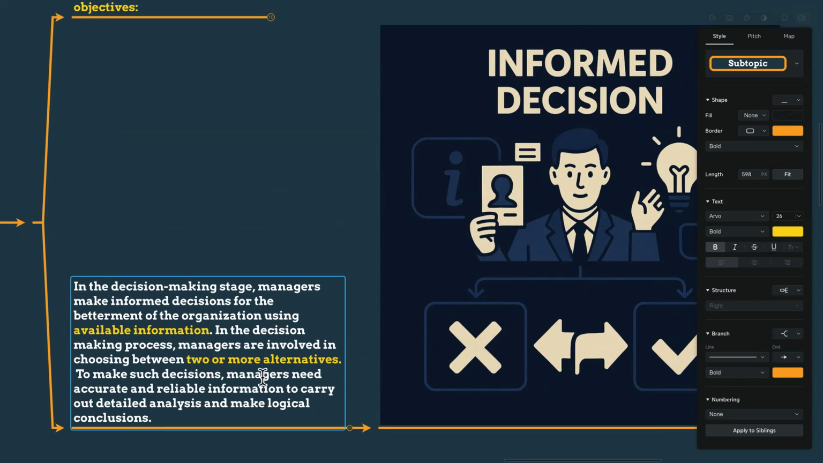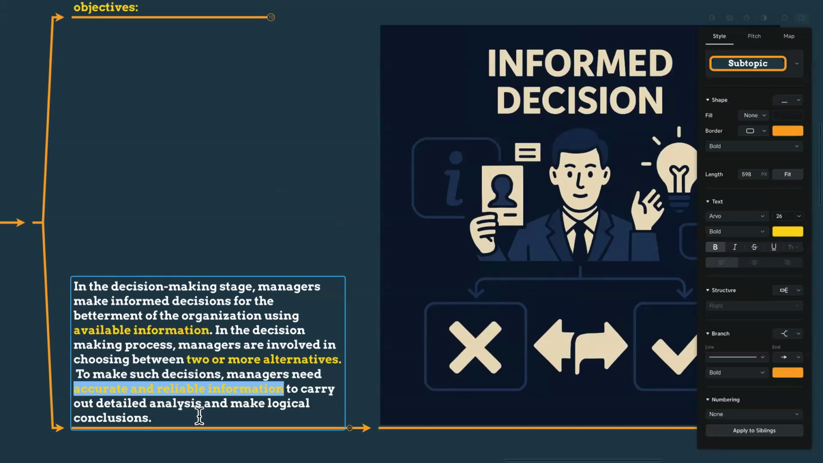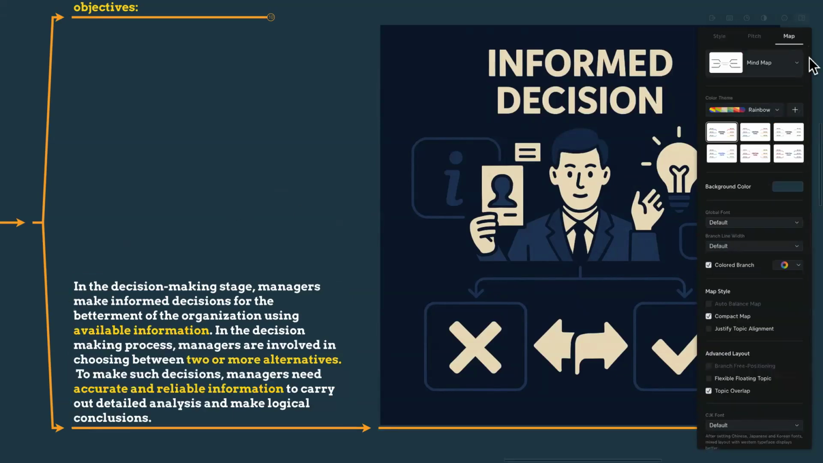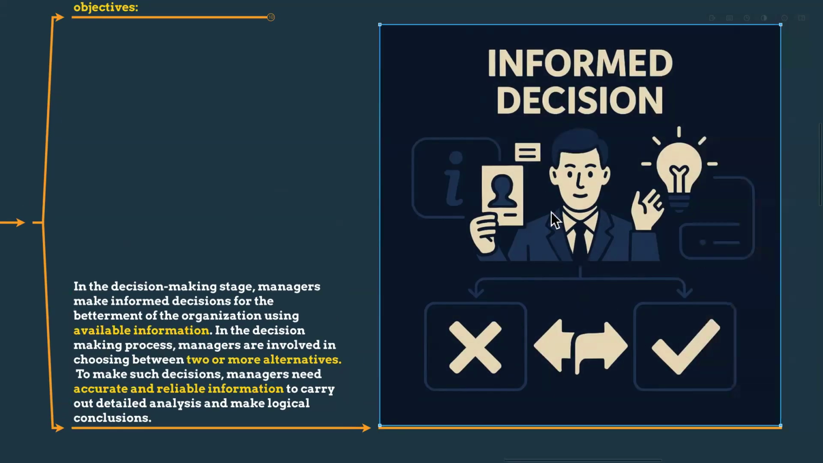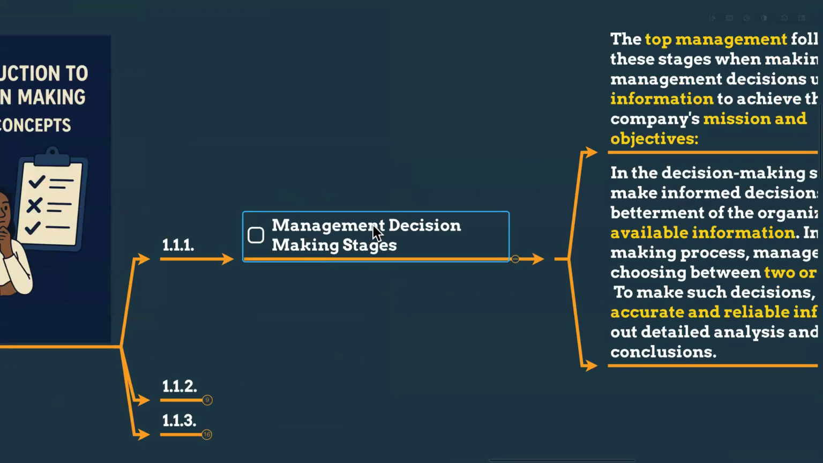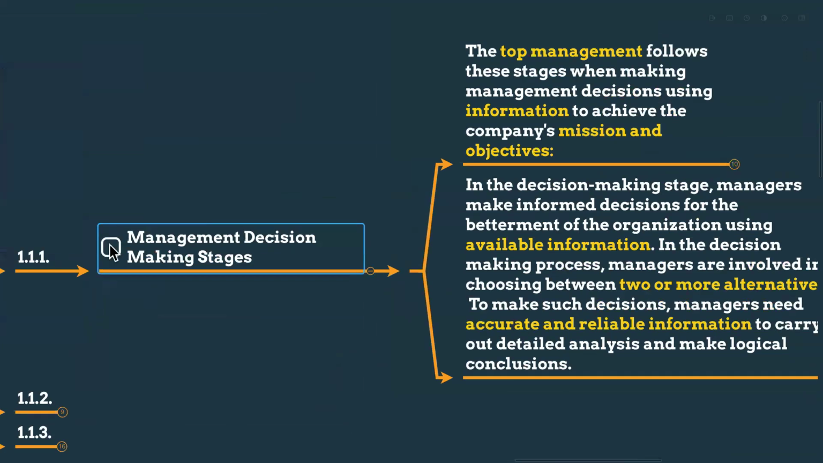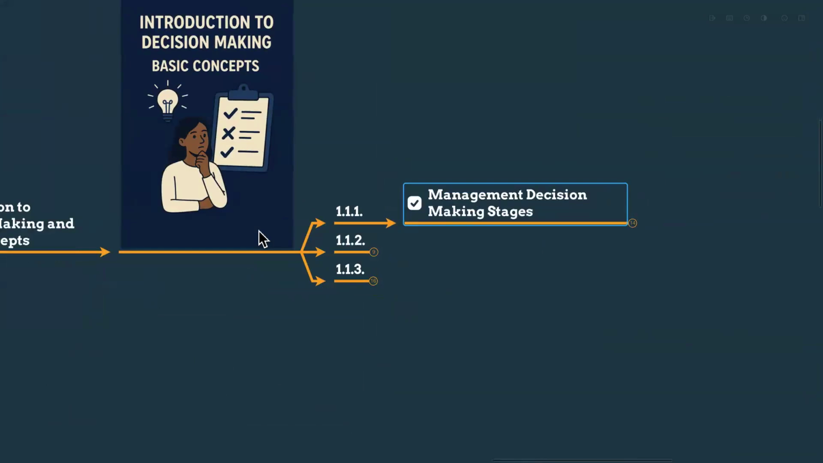So to make such decisions, managers need accurate and reliable information to carry out detailed analysis and make logical conclusions. So they did some planning, and after that they have to take a decision. To take that decision, they need very accurate as well as reliable information. Then they can choose, okay, this is best for our company's mission and objectives. So that is the management decision making stages in a very simple manner, right?